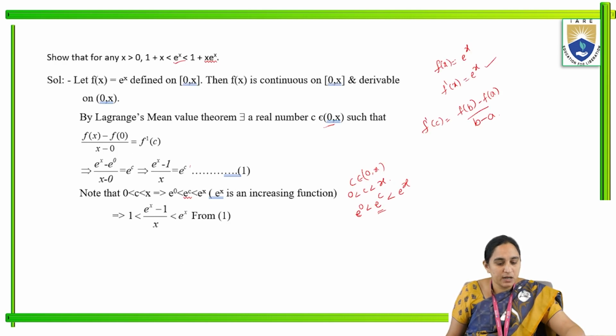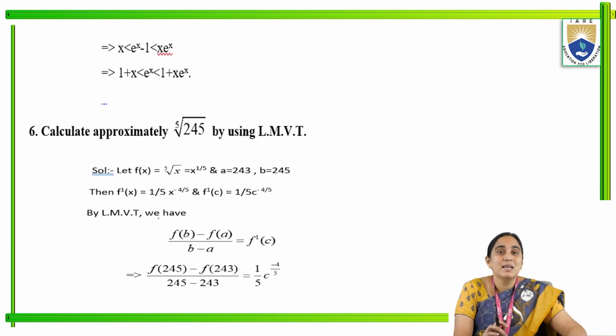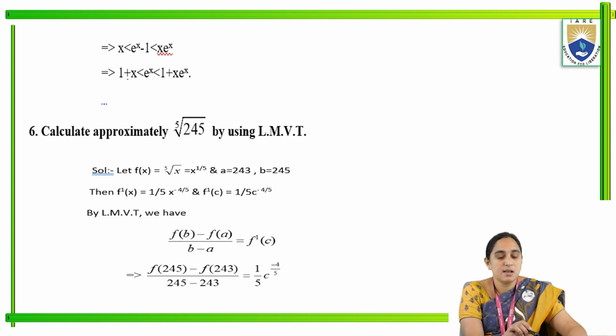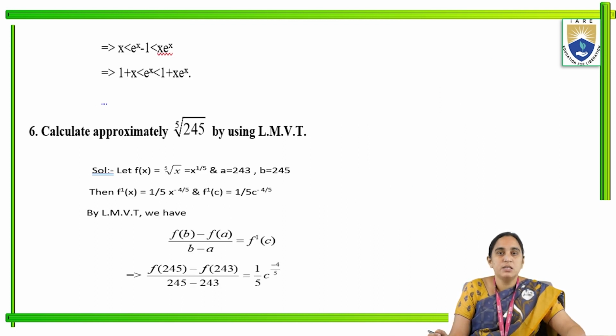And from that I am multiplying by the denominator x on both sides, that is x less than e power x minus 1 less than x e power x. So I'll add 1 on both sides, that is 1 plus x less than e power x less than 1 plus x into e power x. This is what we had to show from Lagrange's. This is another question from that.